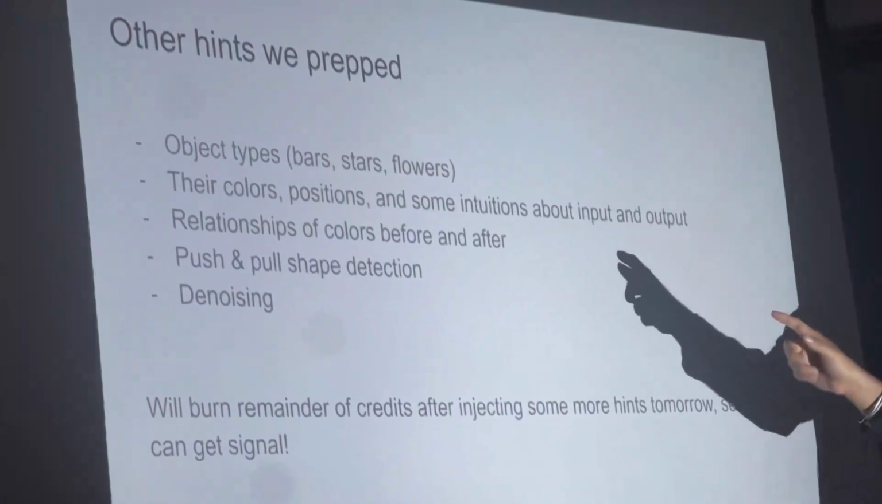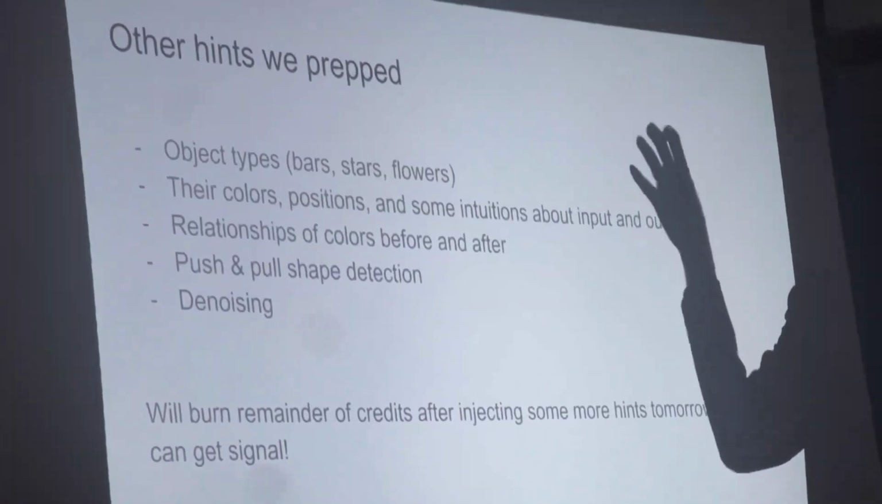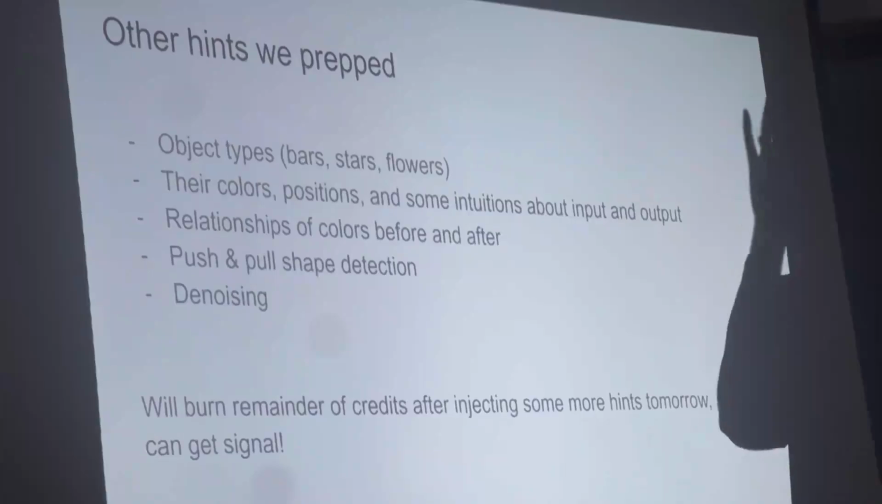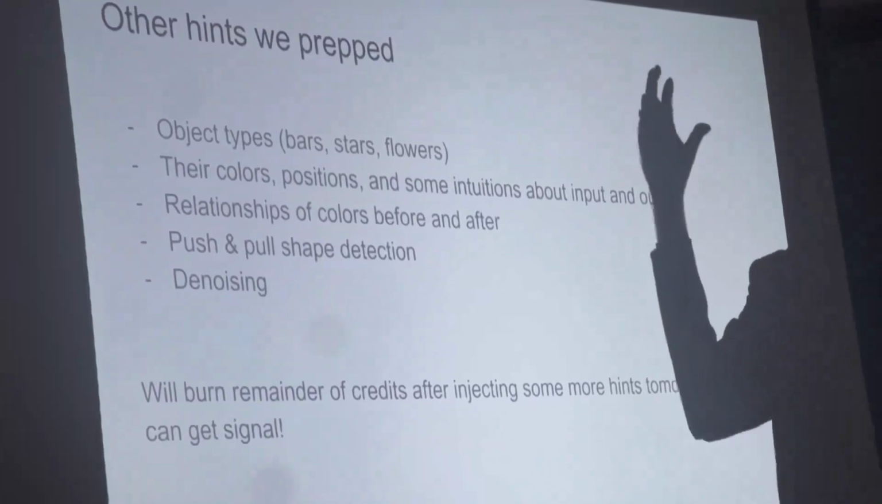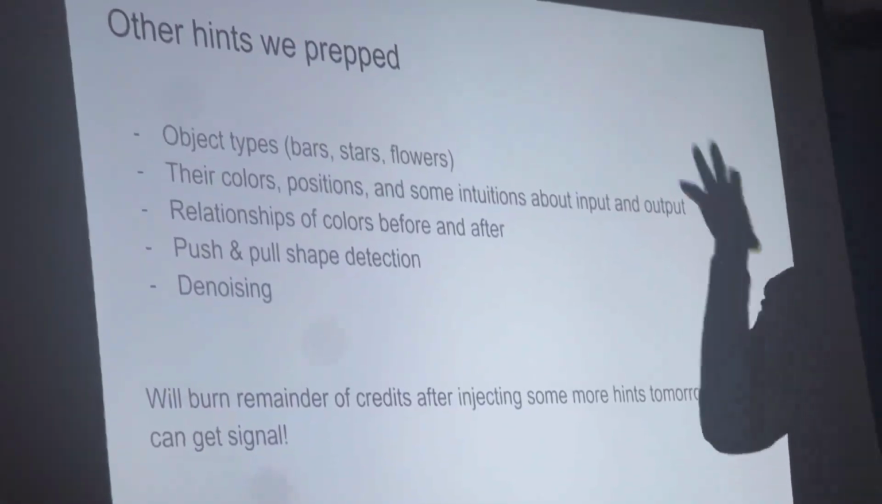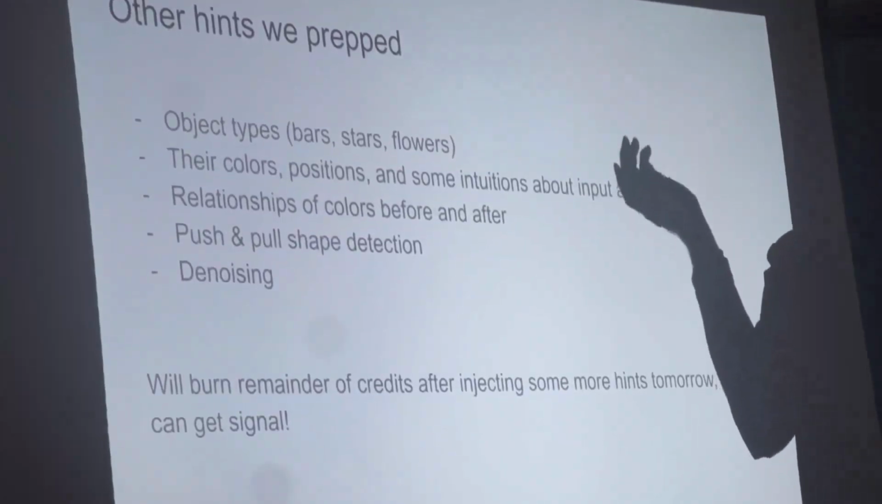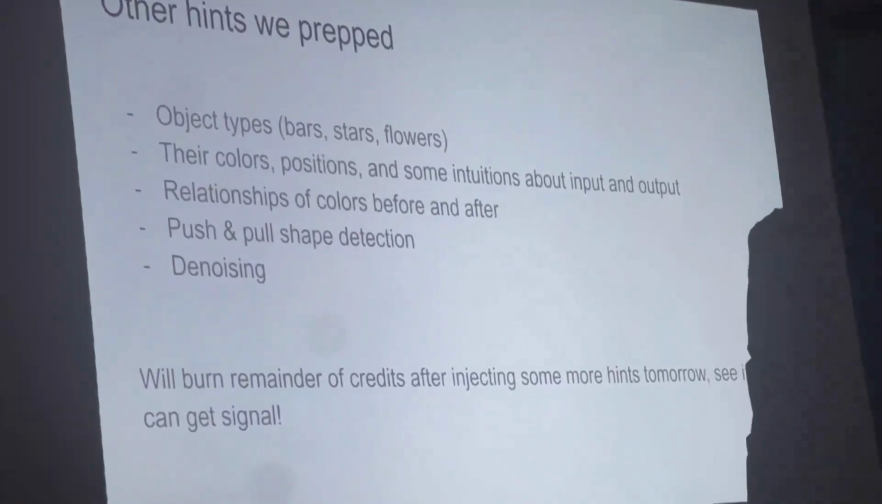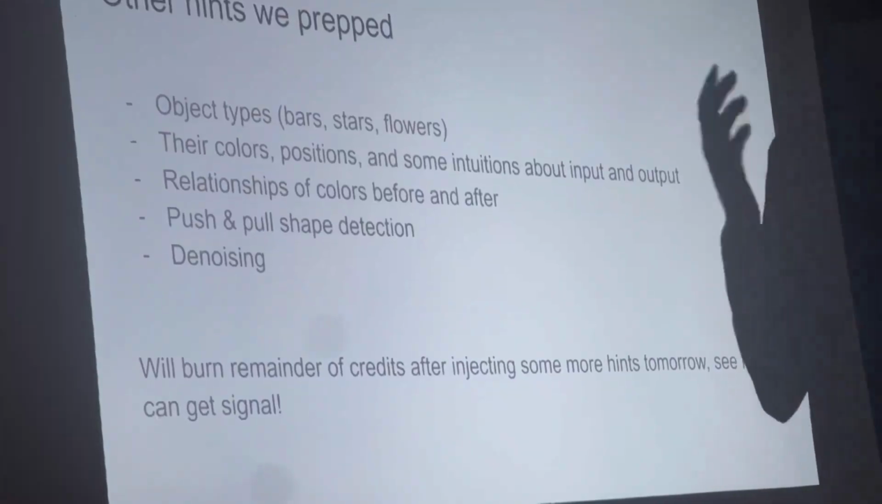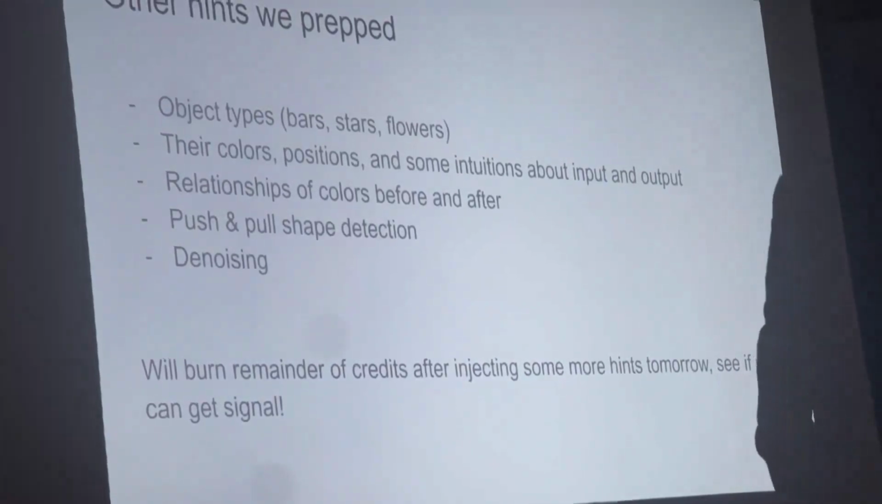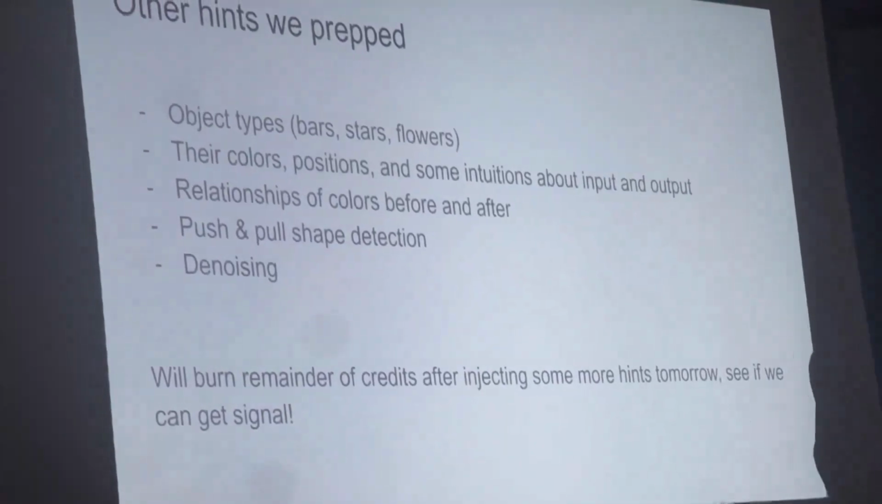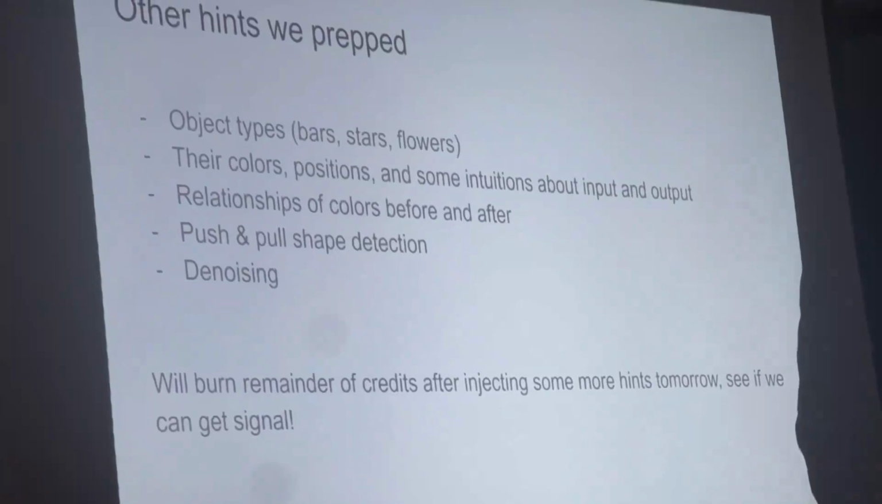In the ARC challenge, one of the crazy things is there are objects, and you have to detect the objects, and they're hard to detect because there's no formula for detecting them. And there are input objects and output objects, and they have relationships. And the relationships can be shape, color, size, or any other combination thereof. So that was our intuition. And we also prepared some other shape detection algorithms and denoising, but we didn't get to try any.